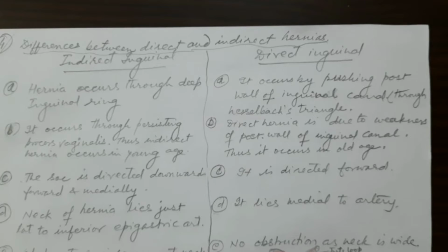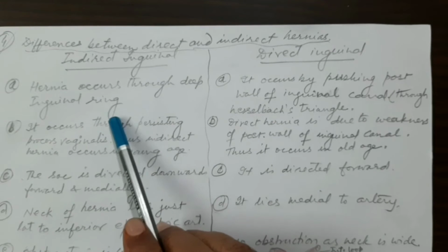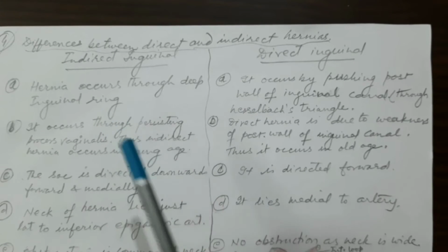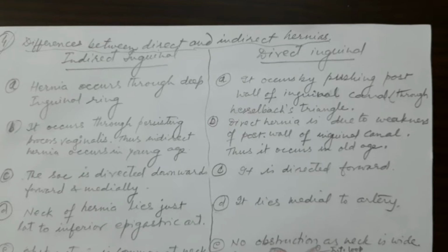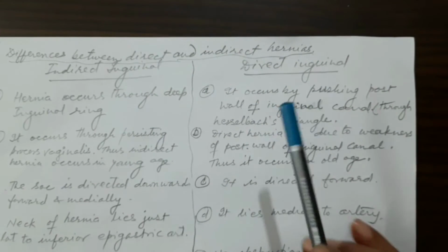So the sac of peritoneum, along with the loop of intestine it contains, comes through the deep inguinal ring, which lies lateral to the inferior epigastric artery in the Hesselbach triangle. If you remember the boundaries of Hesselbach triangle.